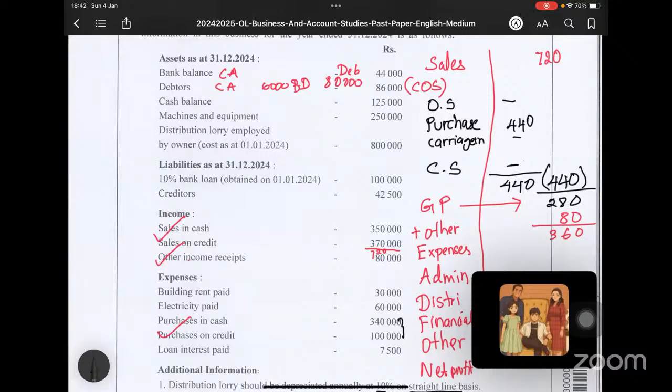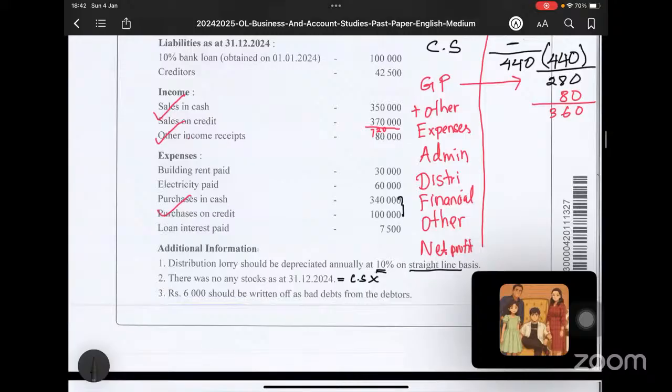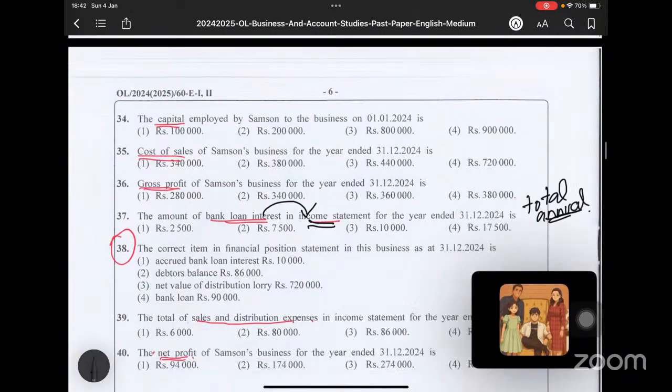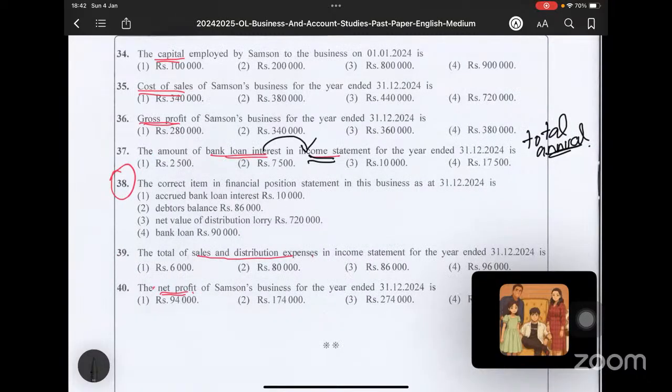So the questions are to find the capital, cost of sale, gross profit, and the bank loan interest, which is for the income statement. So if we are going to put it inside the income statement, we have to find the total amount. Total means annual. The related amount will be recorded in the income statement. And sales and distribution expense and net profit.